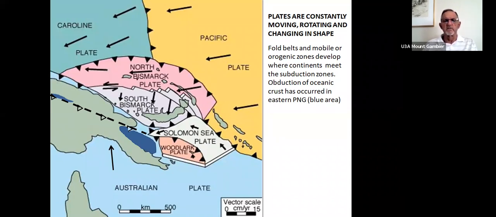It's not so much an area of growth of continental plate or growth of oceanic plate. It's a zone of, rather than a dilation, it's compression, and hence not much in the way of new ocean forming, except the Woodlark Plate, but fold belts and mobile or orogenic zones develop where continents meet, and the subduction zones or abduction of oceanic crust occurs. It's a very complex story to the north of Australia.